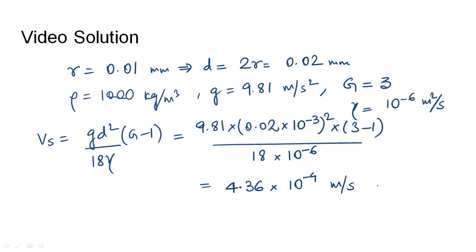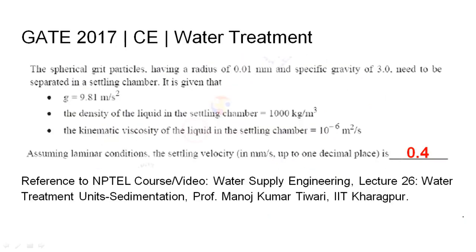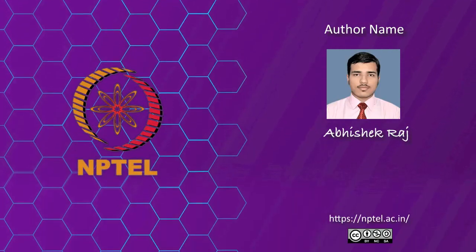Since the question instructs to find the value in millimeter per second, we will multiply this by 10 cube. This would give the final value as 0.436 millimeters per second. Since the question also instructs to round it off to one decimal place, we can round it off to 0.4 millimeter per second. So the settling velocity of the particle in laminar conditions was found out as 0.4 millimeter per second. The relevant NPTEL reference has been cited.